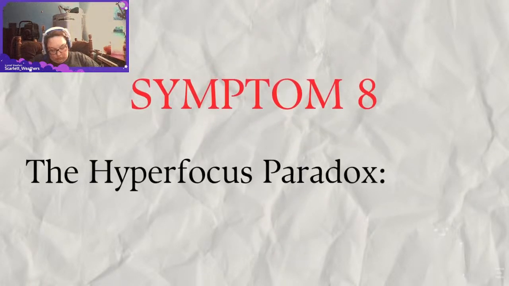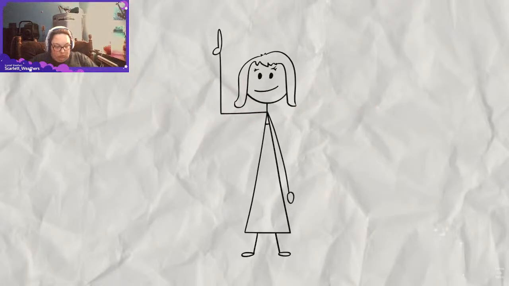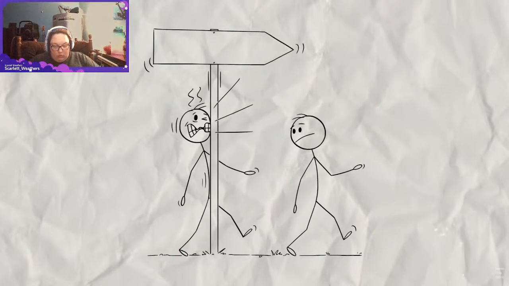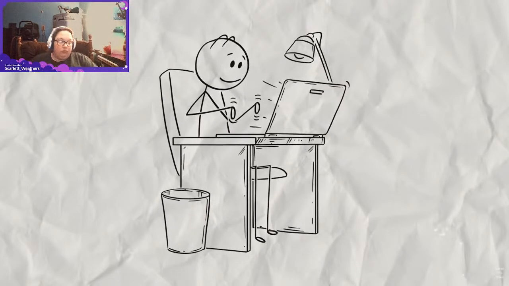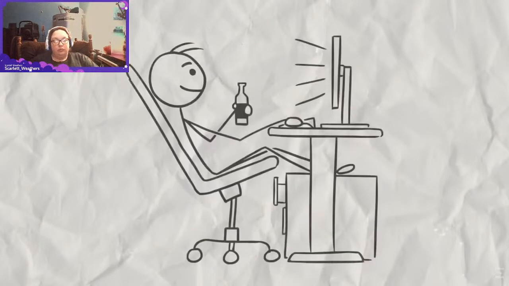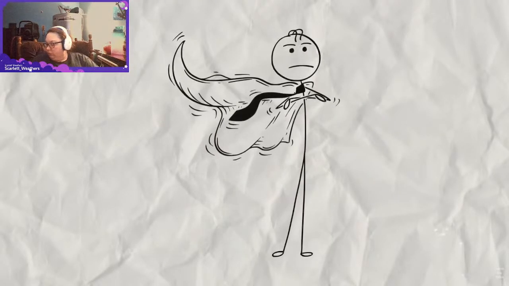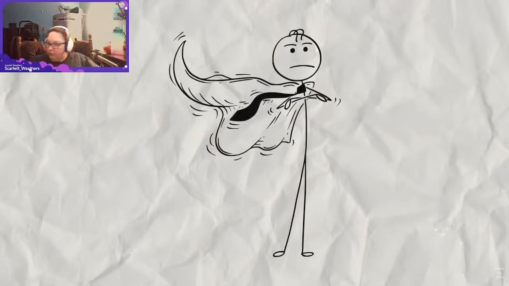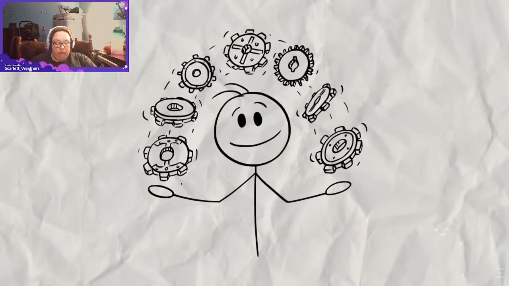Symptom 8, the hyperfocus paradox, when focus becomes a trap. This symptom is the fascinating, often misunderstood counterpoint to inattention. Hyperfocus is the ability to intensely concentrate on something that does capture your interest, to the exclusion of everything else. It can be a superpower when directed toward productive tasks, leading to incredible bursts of creativity and productivity.